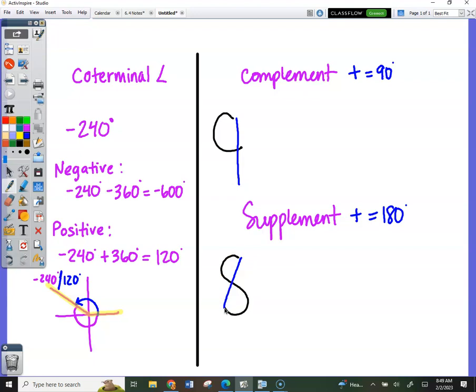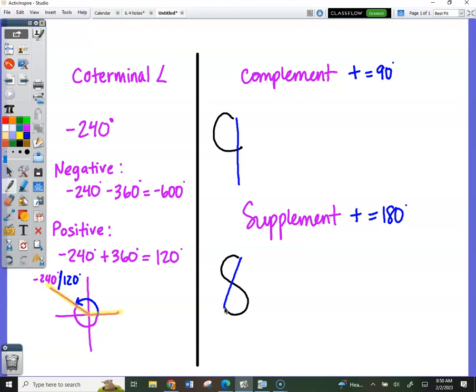So if I say, what's the complement of, say, 70 degrees, you would say 20. What's the supplement of 80 degrees? You would say 100. Okay? The reason I'm showing this to you is because we are fixing to do this exact same thing, but in radians. Same thing, but radians.